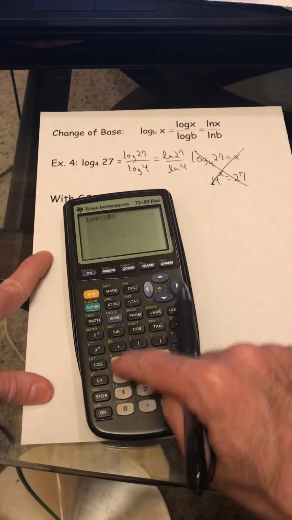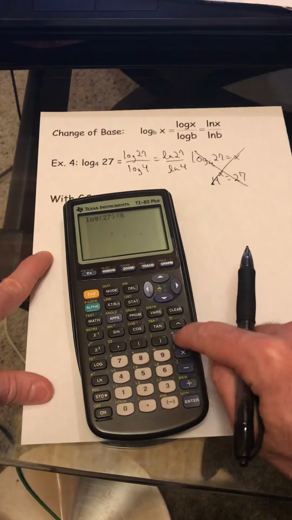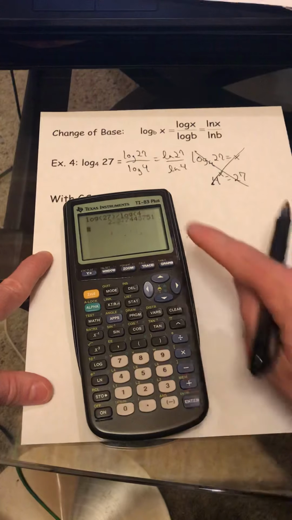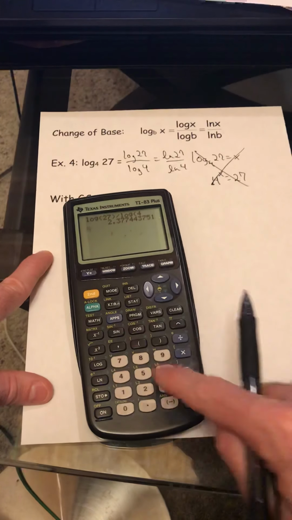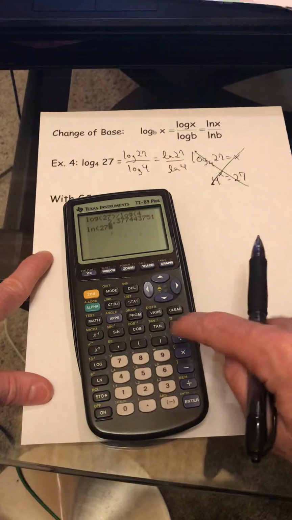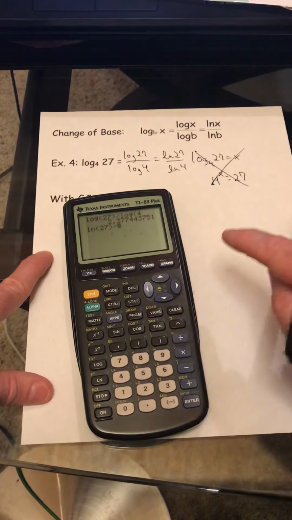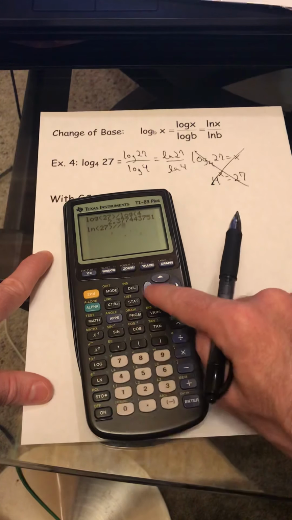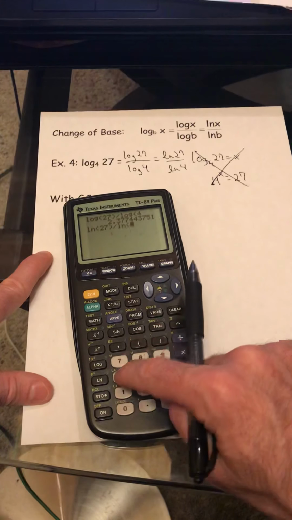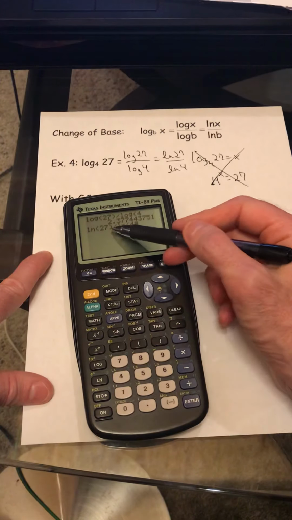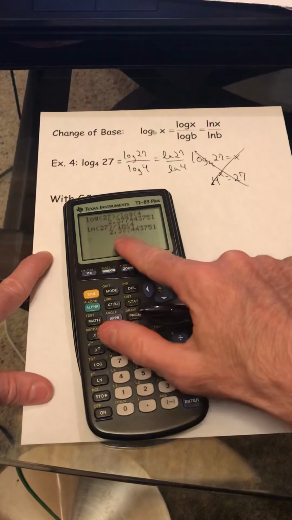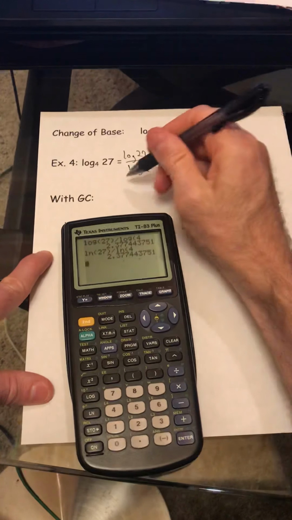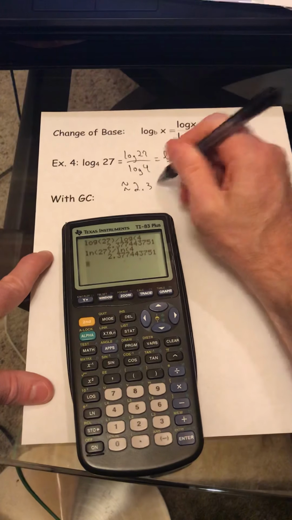I'll admit I tend to use regular log more unless I have e involved, but if I take log 27 divided by log 4, 2.377. If I take natural log 27, now, the one thing you do also need to be careful about is, depending on what your calculator does, make sure that if it opens a parenthesis there, you close it before you divide. And I get the exact same thing. So you can see either way we get 2.377.